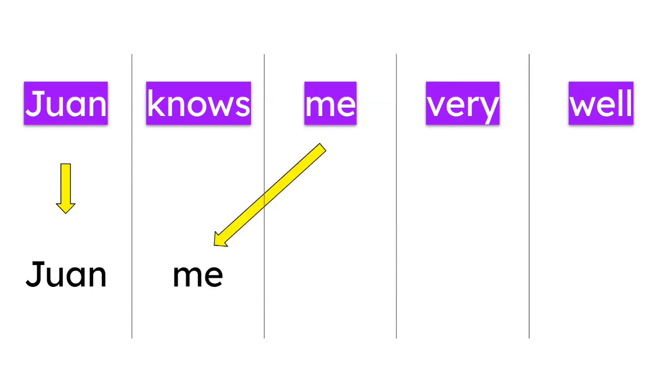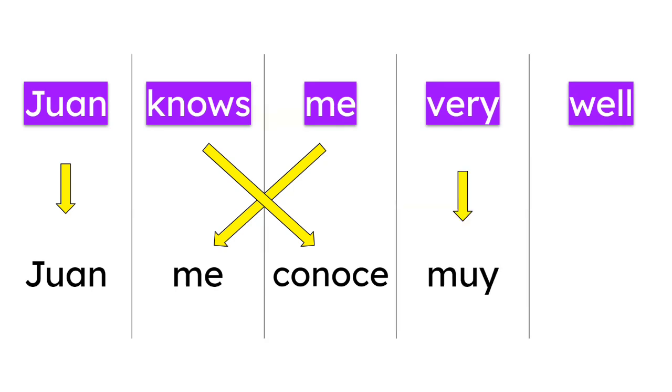I hope you did notice this. Juan me. That's right. Juan me. And then we say conoce. Juan me conoce. Juan knows me. And very has only one translation, which is muy. Muy. And well is bien.